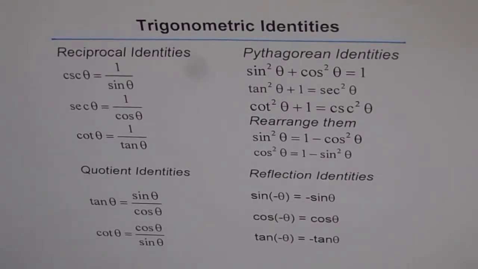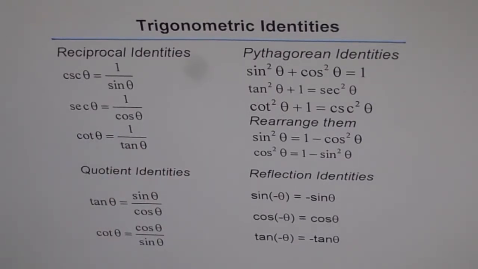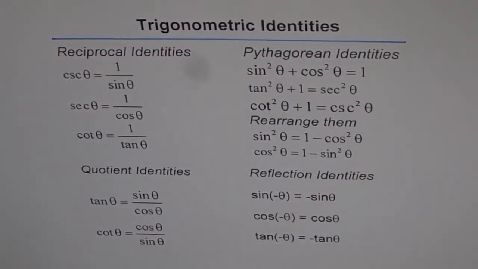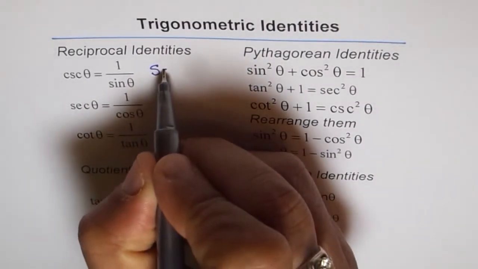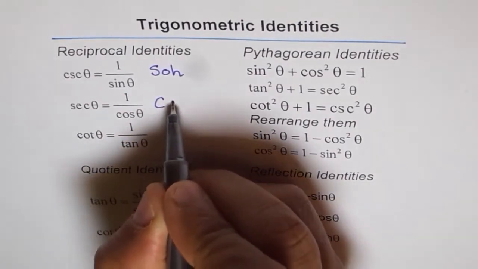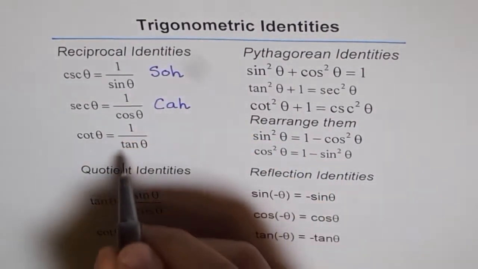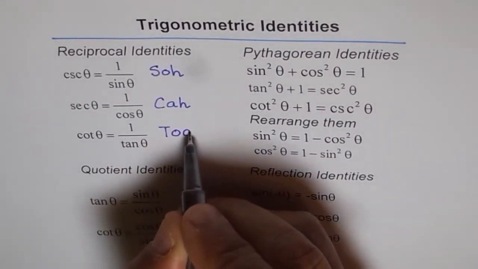First one, reciprocal identities. So we know there are 3 primary trigonometric ratios, and these are sine, cosine, and tangent, right? And you also know SOHCAHTOA, right? So SOHCAHTOA you use to figure out what is sine, what is cosine, and what is tangent, right? For sine, you write sine is opposite over hypotenuse, and for cos, you write cos is adjacent over hypotenuse, and for tan, you write tan is opposite over adjacent, right?